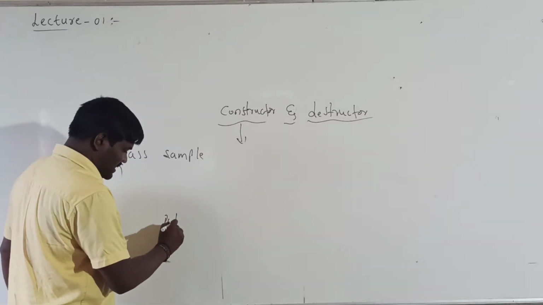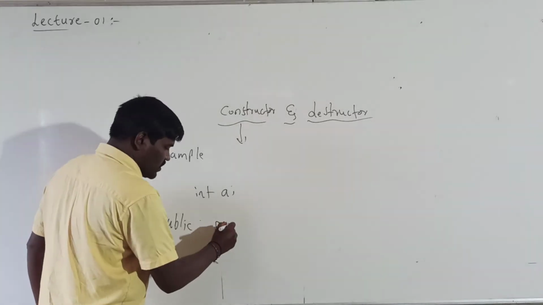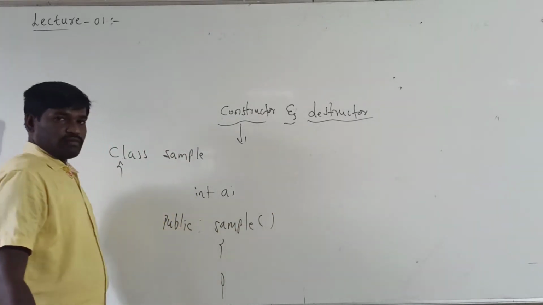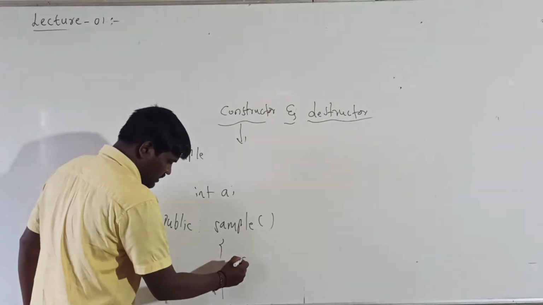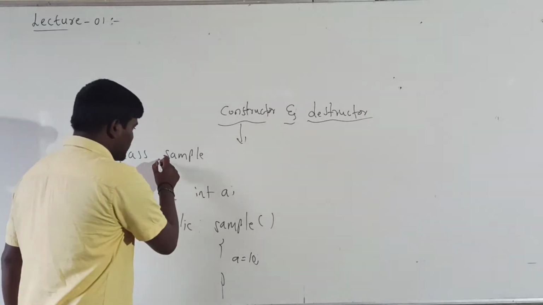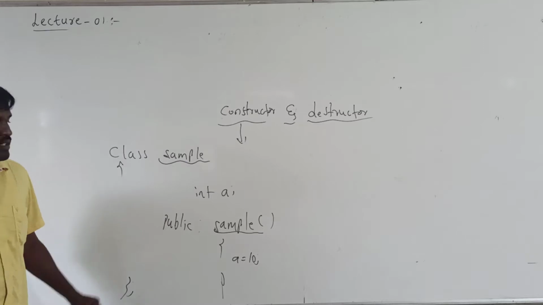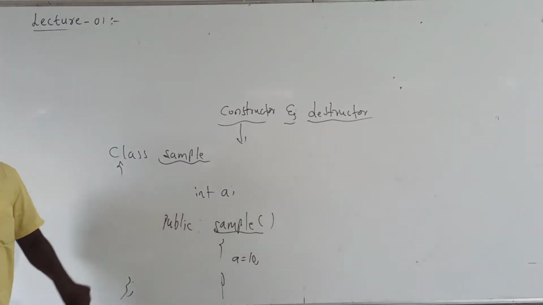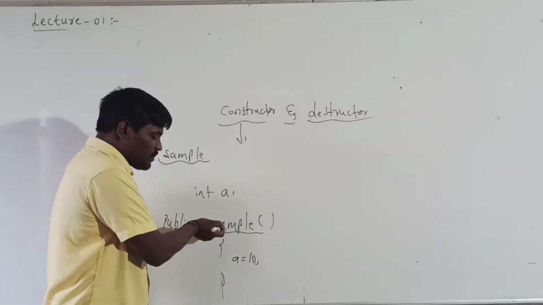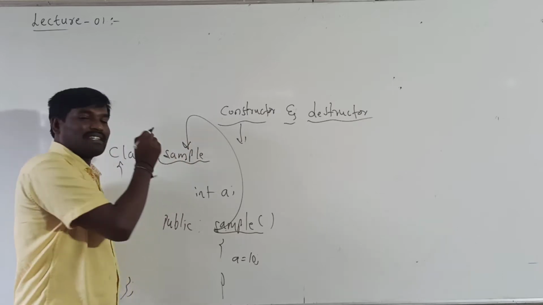In the public section, I can declare int a. Again I can write sample, and here I can assign a is equal to 10. See here, the class name is sample and the function name is also sample. So this function is called a constructor. Constructor means it is a special type of member function, and its name is the same as that of the class name.